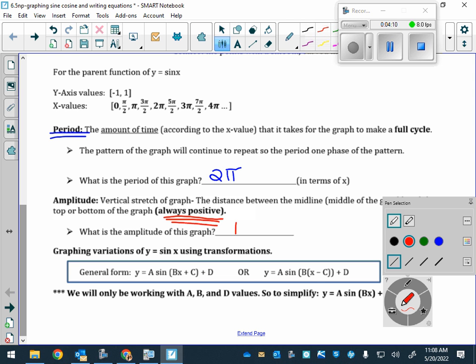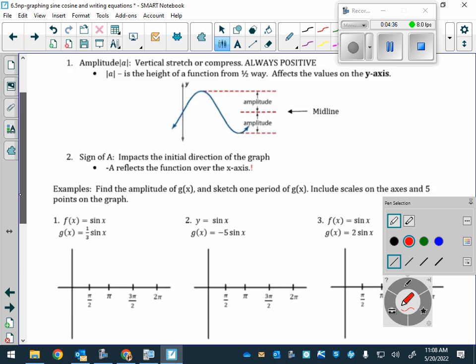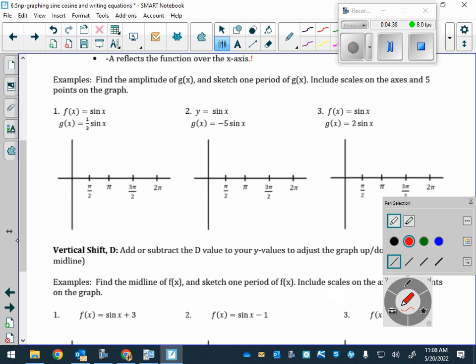So we're going to be working with transformations again, okay? Some values that we're going to see are A, B, C, and D. We use it very simple, A, B, C, and D. However, A, C, and D are very similar to A, H, and K, okay? Just their terms are different, all right? The first thing we're going to look at is the amplitude, okay?